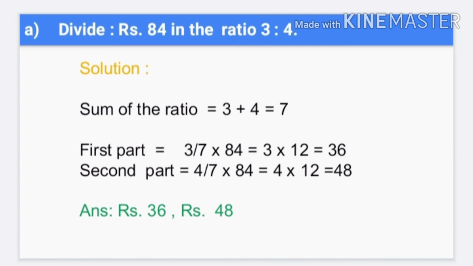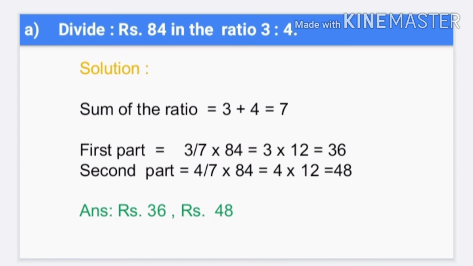For first part, take antecedent and divide by sum of the ratio. So 3 by 7 into 84. Cancel 7 and 84. 7 12s are 84. Equal to 3 into 12 equal to 36.